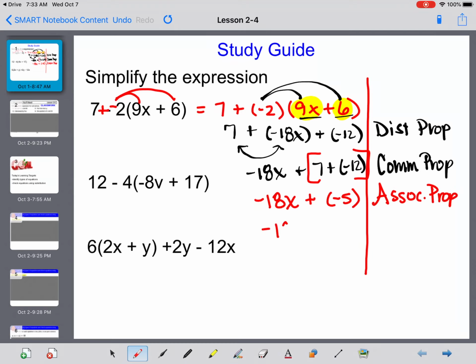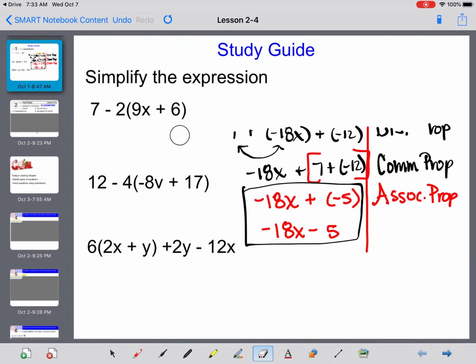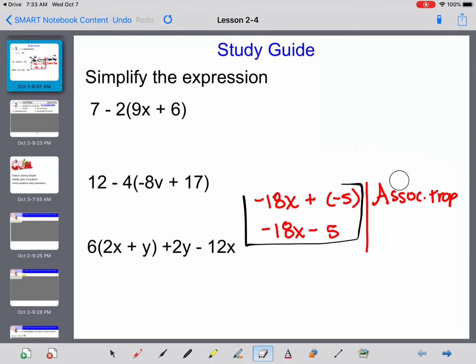And so negative 18x minus 5 is another way of writing negative 18x plus negative 5. Make sure that you are good with knowing that both of those mean the same thing. All right, if you need a little more time to get that written, pause the video now. Otherwise, we're going to work the next problem.